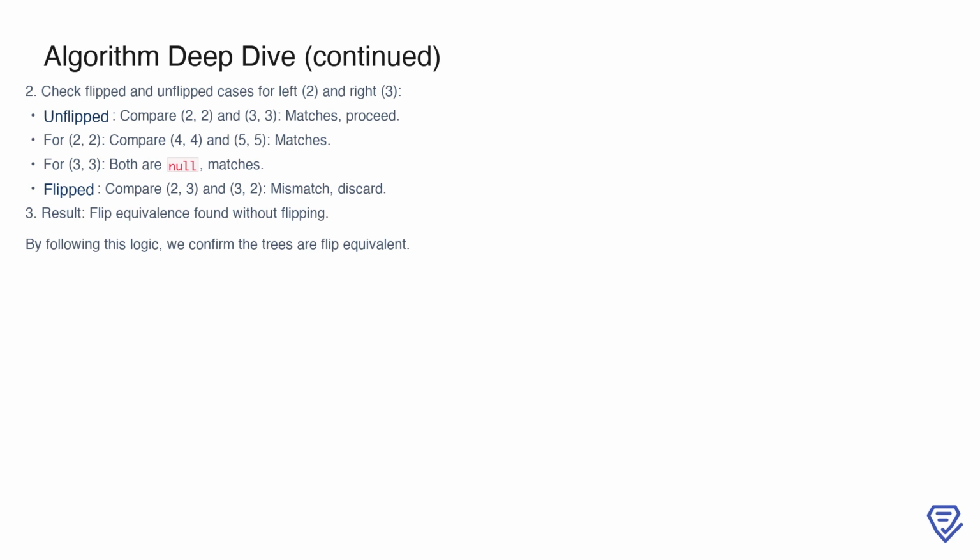Now consider the flipped case. If we compare the left child of Tree 1's root with the right child of Tree 2's root, we get 2 and 3, which do not match. Similarly, comparing the right child of Tree 1 with the left child of Tree 2 results in another mismatch. As a result, we discard the flipped configuration. Since the unflipped case works, we conclude that the trees are flip equivalent without requiring any flips. This example illustrates how the algorithm systematically checks both configurations to determine equivalence.